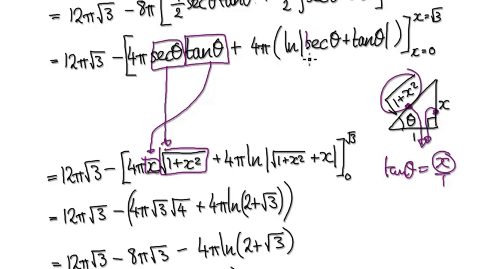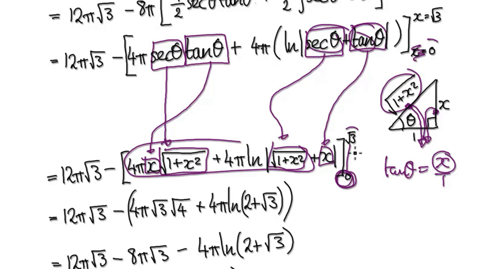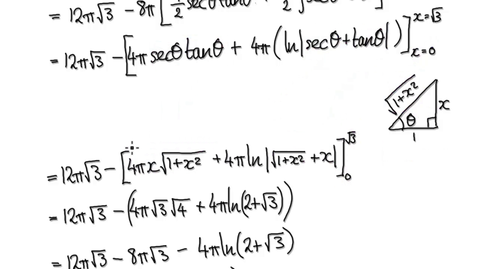And then we need to translate this. So secant is this thing here. So this thing here will then become this thing here. And then translate tan again. So this thing here will then become this. So now everything's in terms of x. Up here, everything's in terms of theta. So now we can get rid of this and just say we're going to do it from 0 to root 3. So we are currently here.